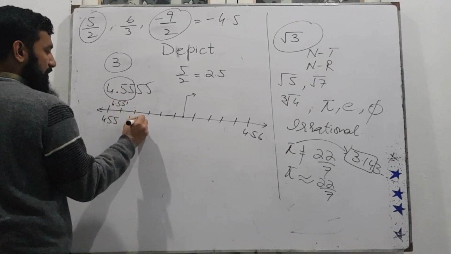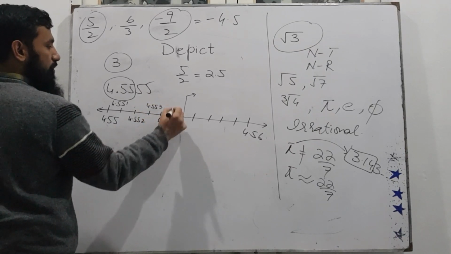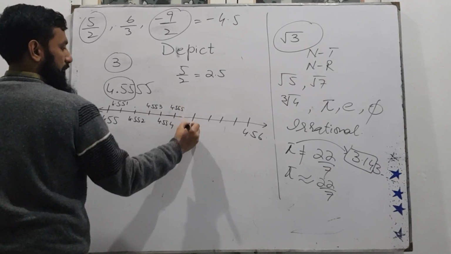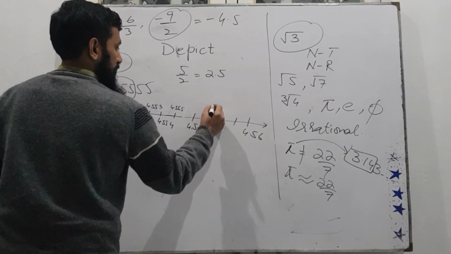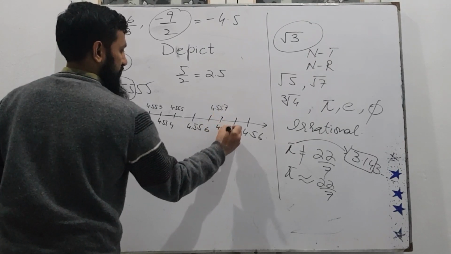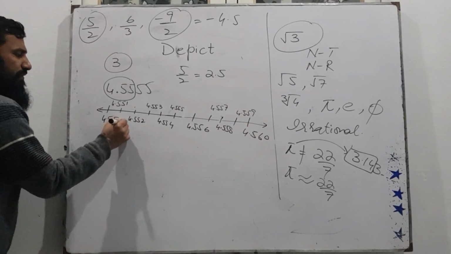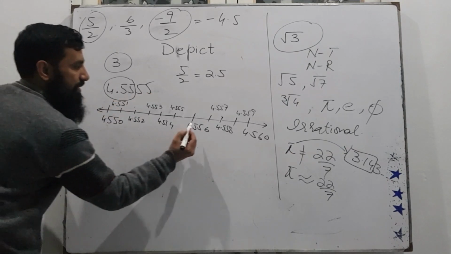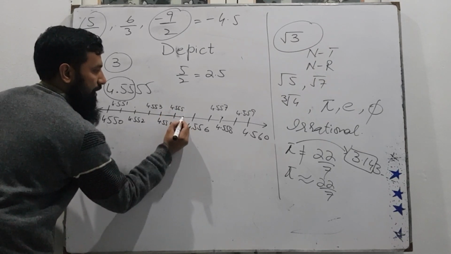So it will become 4.55, 4.551, 4.552, 4.553, 4.554, 4.555, 4.556, 4.557, 4.558 and 4.559, and this is 4.560. It means if I want to plot this number, it will be somewhere in between 4.555 and 4.556, somewhere here.